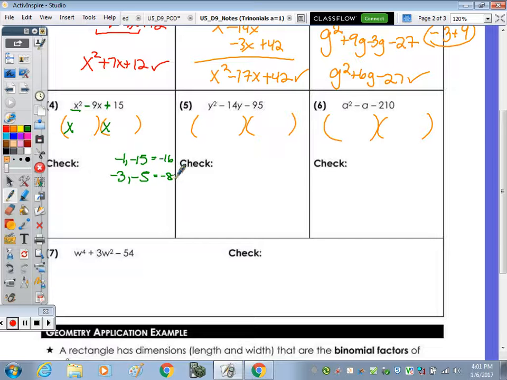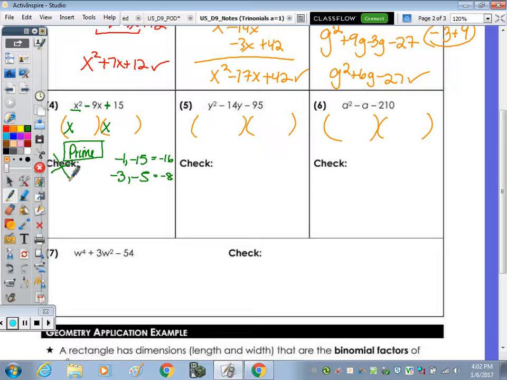So this cannot be factored, and a number that has only 2 factors, one and itself, is called prime. So just like the number 7, we can't factor it, okay? This can't be factored, so it's prime. And that would mean no check.